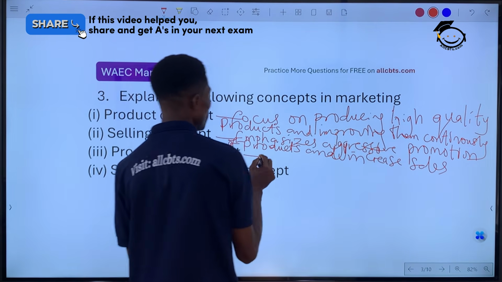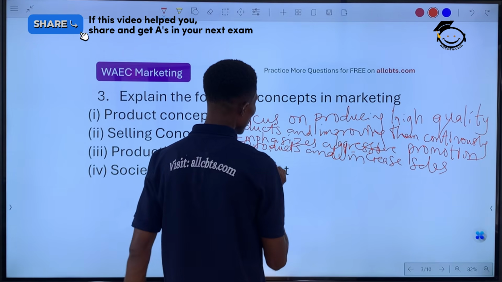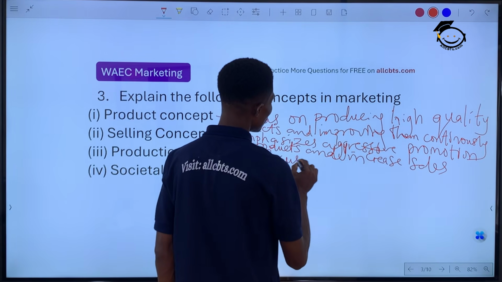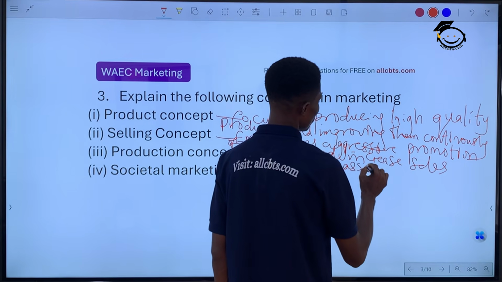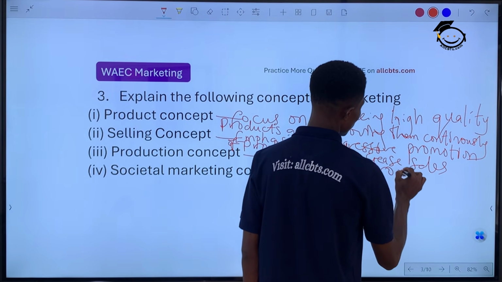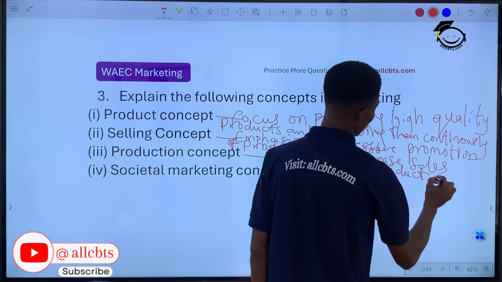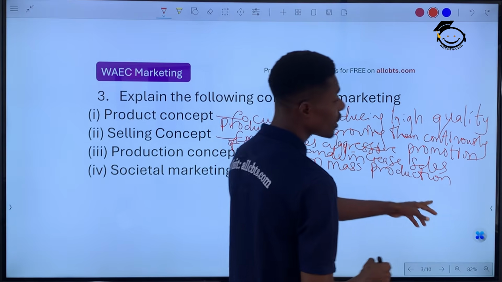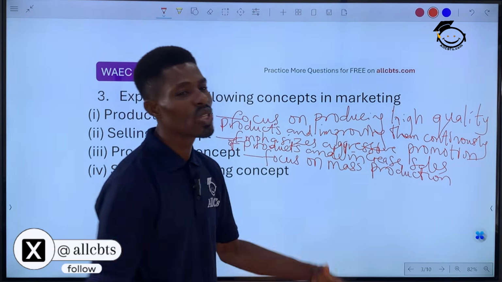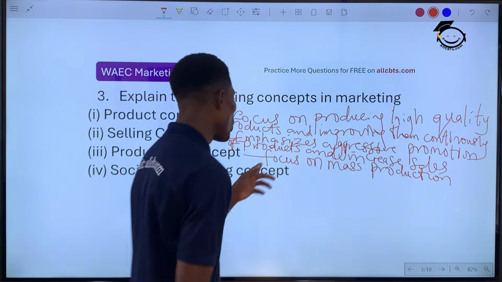Production concept. What's their focus? They focus on mass production and also to make goods available at low cost.